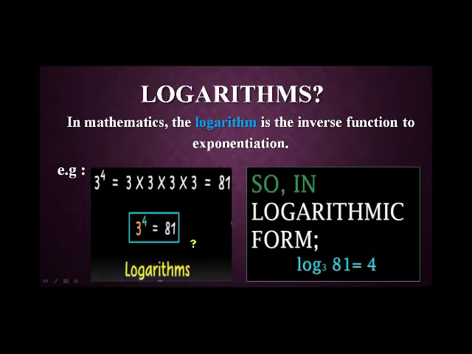And how will you write this exponential form into log form? You will write log 3, which means here you will write the base. Then here you will write the number, that is 81, and is equal to 4. Here you will write the exponent. Here base, here number, and here the exponent, which is the answer, or you may call it the number. I am repeating this: this is exponential form and this is log form.